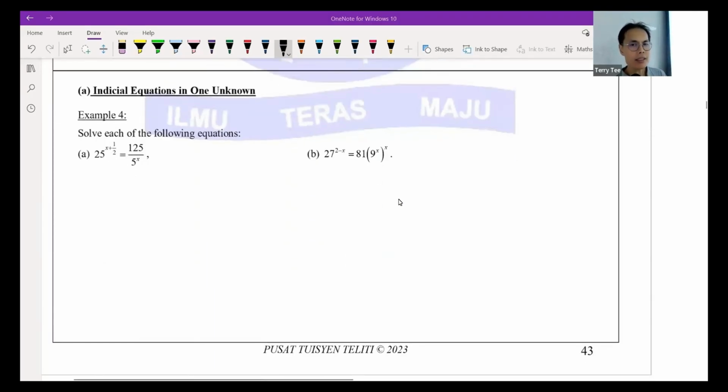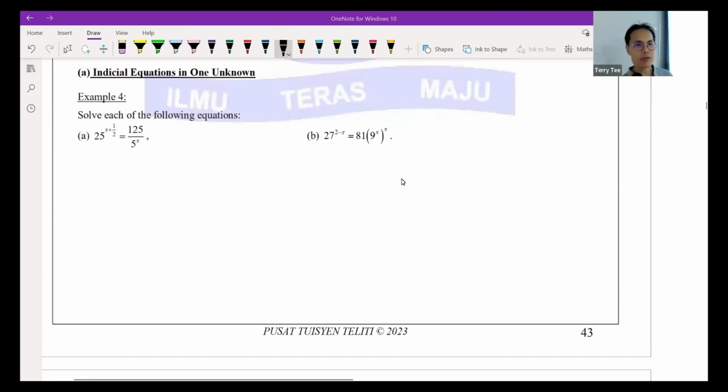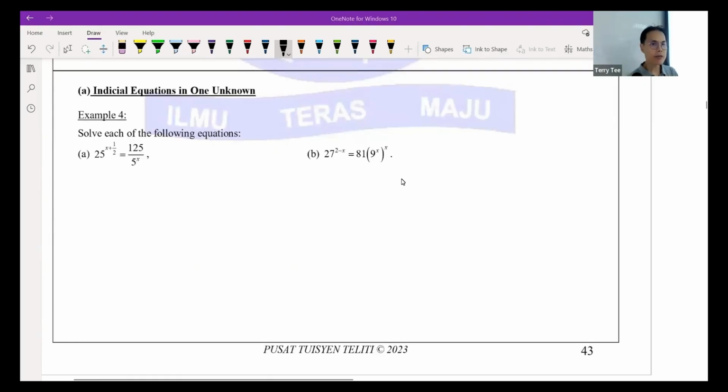So basically, if you can change everything to the same base, we do that. We compare the power. Like for example, this one, the first one here, we have 25 power x plus half and 125 over 5 power x. So we change the 25 to 5 power 2. There's an x plus half. 125 is 5 power 3. There is a 5 power x.